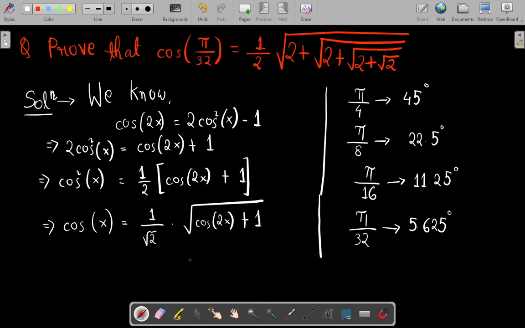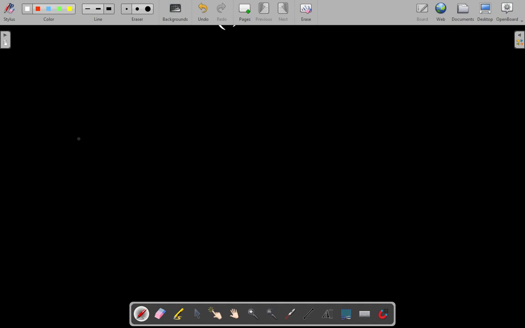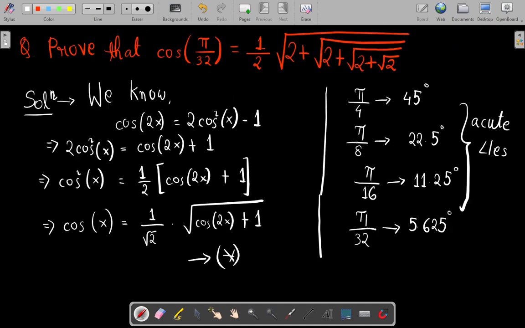We will use this equation, and I have taken the positive square root because all of these angles are acute angles, which lie in the first quadrant. In the first quadrant, the value of cos x is positive, right? So we can take the positive square root here, from this line to this line. These are acute angles.